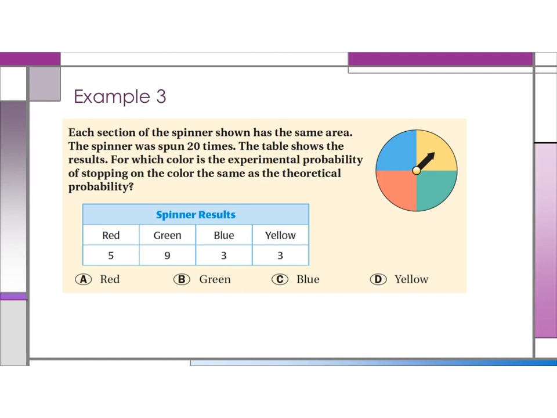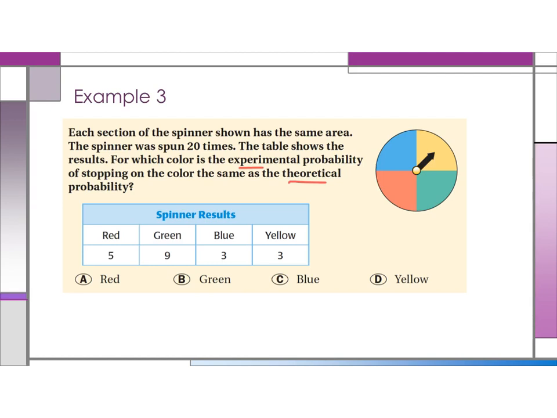So here it says, each section of the spinner shown has the same area. The spinner was spun 20 times. The table shows the results. For which color is the experimental probability of stopping on the color the same as the theoretical? So they want us to figure out, for which color, blue, red, green, or yellow, is the experimental and the theoretical probability the same.